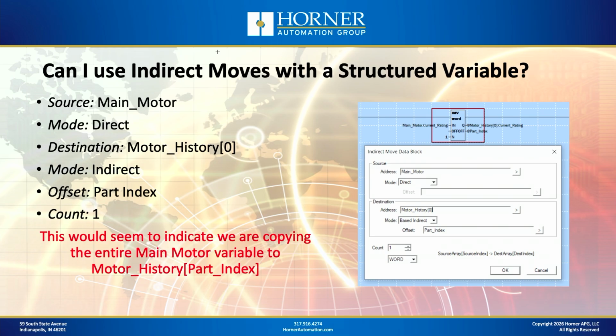Well, the first thing we might think is, let's program it like this, where our source is main motor. We're always pulling the data directly from main motor, so it's not indirect, so we can program that as direct. Our destination is somewhere in the motor history array, so we'll specify that. But the location could change when we do the write, so that's indirect. The offset where we do the write is going to be directly tied to the part index, and we're moving everything from main motor into motor history, so let's use a count of 1. So let's try programming it that way and see what happens.